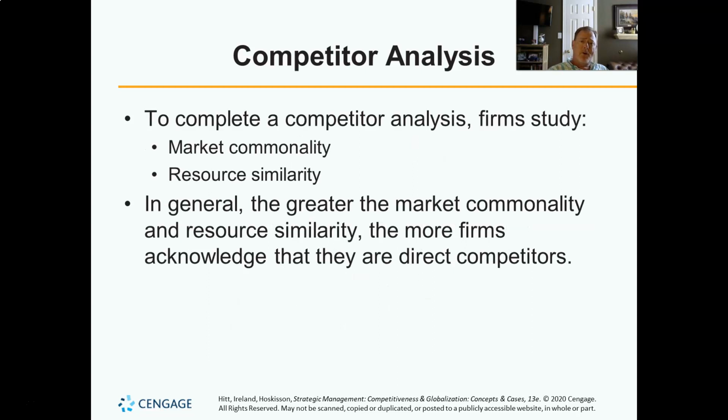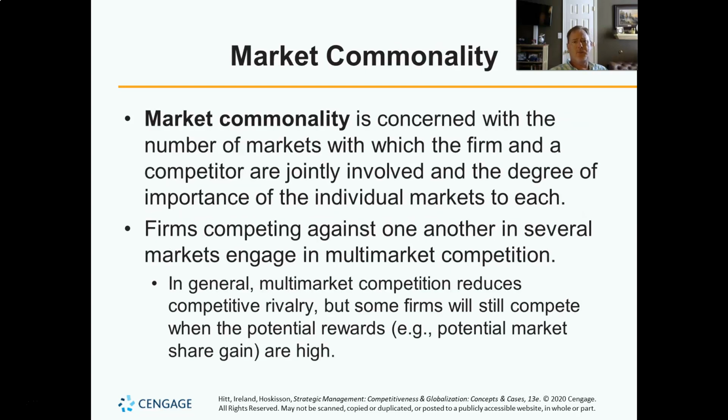So I mentioned the terms market commonality and resource similarity in one of the earlier videos, okay? So the greater our market commonality, the greater our resource similarity, the more we know that we're direct competitors. And of course, direct competitors are those that are selling the same or very similar products in the same geographic markets. So we've got multi-market competition. If you'll recall, you're selling exactly the same products, you have exactly the same resources. So we would say that you've got high market commonality and high resource similarity, okay?